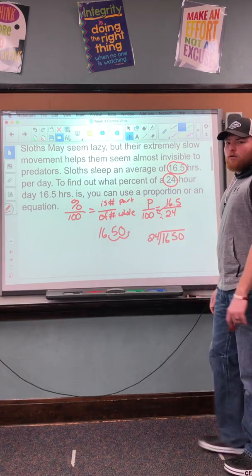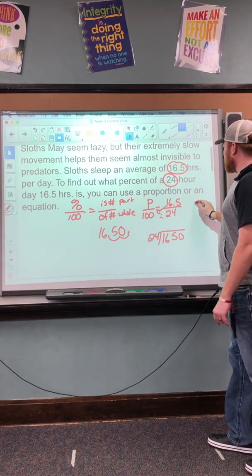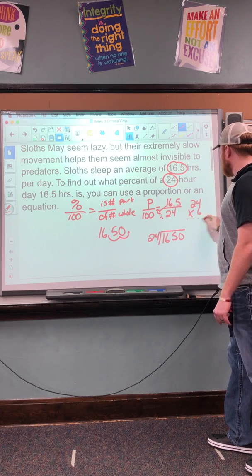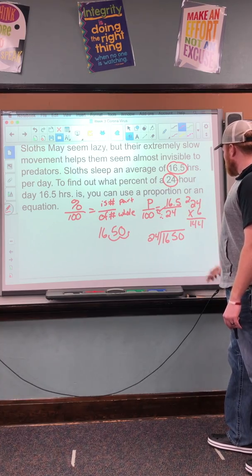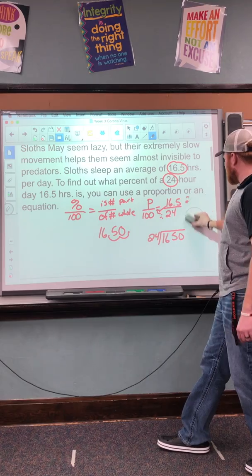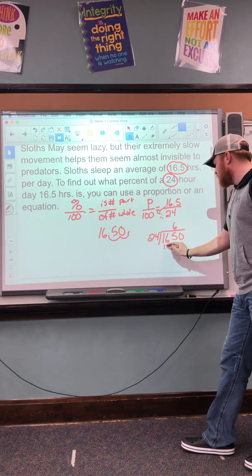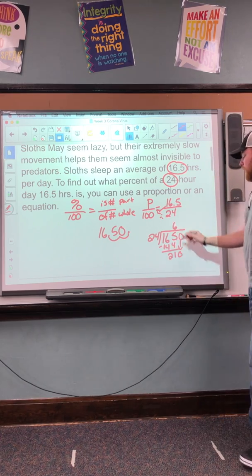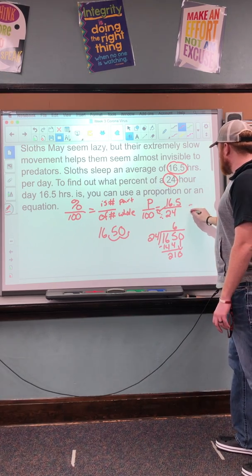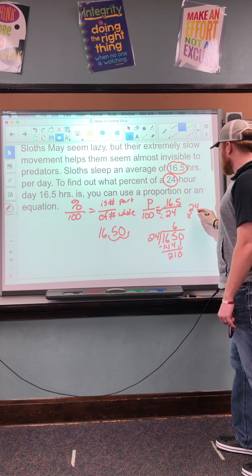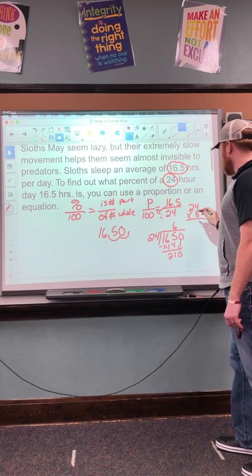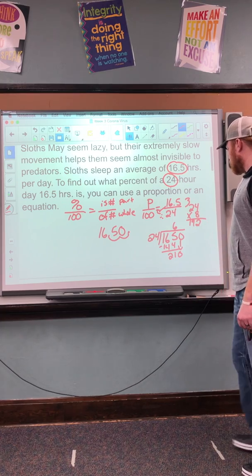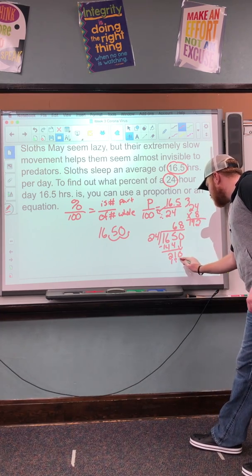24 can't go into 16, so we go 24 into 165, and I don't know that mentally, so I'll go on the side. Let's do 6. It goes into it 6 times, and that's 144. Subtract, you get 21, bring down the 0. 24 goes into 210 how many times? Let's try 8. That'd be 192.